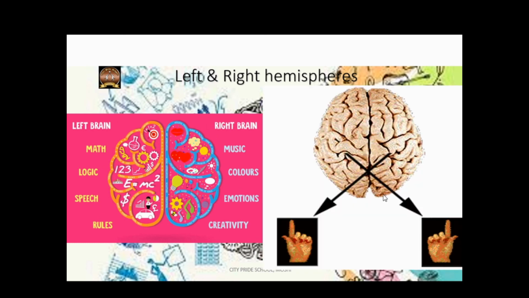Also, doctors have observed that when a person injures the right brain due to an accident or health condition, the muscles on the left side of the person are affected and vice versa. From this it is understood that the left hemisphere of the brain controls the right side of the body, while the right hemisphere of the brain controls the left side of the body.